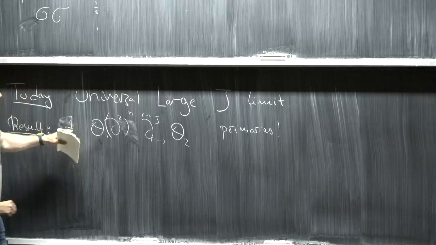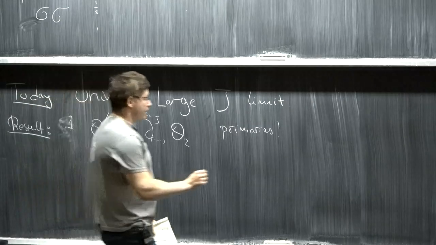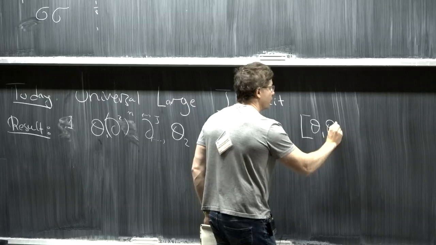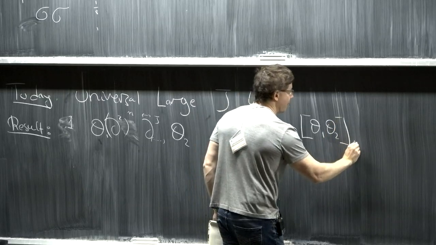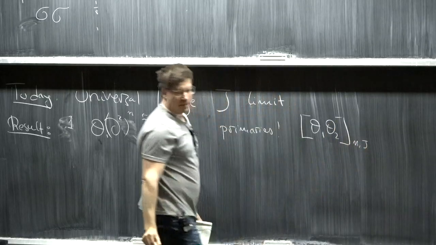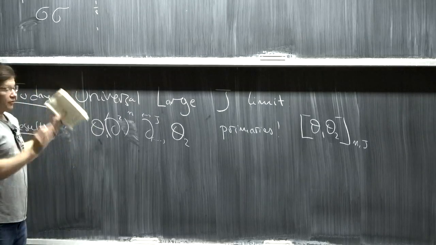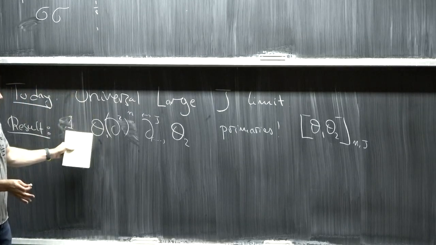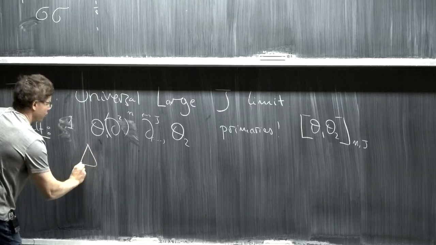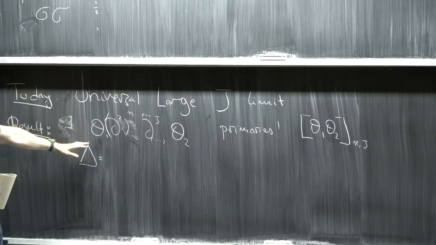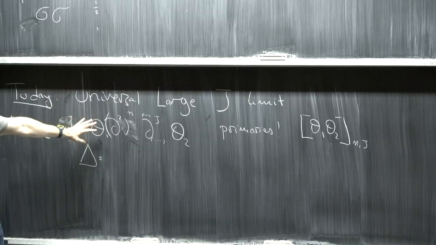Such primaries exist. There is a shorthand notation for these primaries in the literature. We denote these primaries O1, O2 in square brackets indexed by n and j. That's the notation that commonly appears in the literature. So first of all, we claim that these primaries exist. And secondly, we claim that their scaling dimensions are computed as if it was a free field theory, even if the underlying conformal field theory is strongly interacting. And it's true for any O1 and O2.